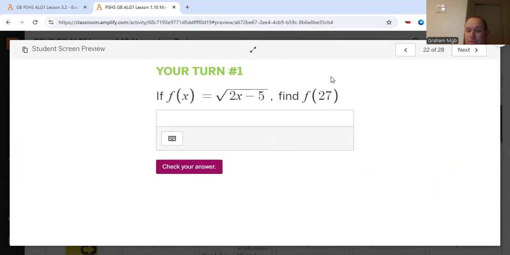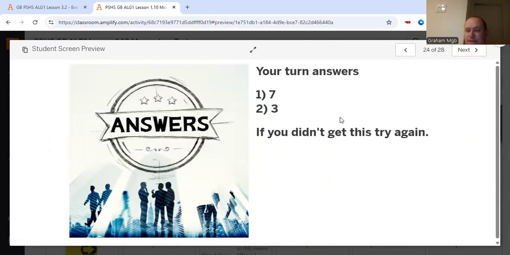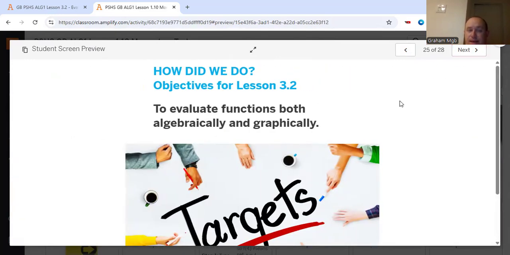Now, there are questions to practice. If you get them correct, it will say good job. And I'm going to leave it at this point here. In fact, you can see the answers right here. It says if you didn't get these, you should try again. And that's actually the end for this lesson.